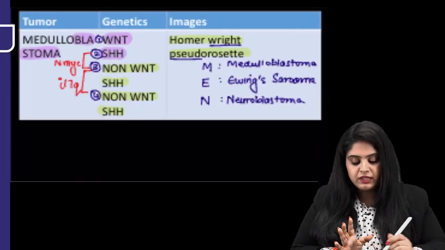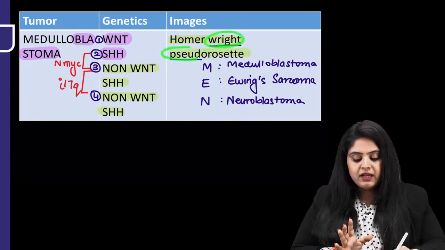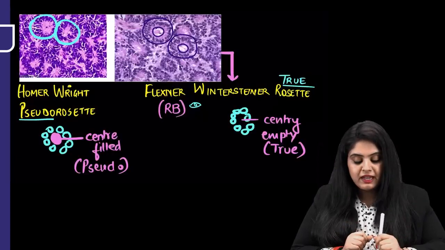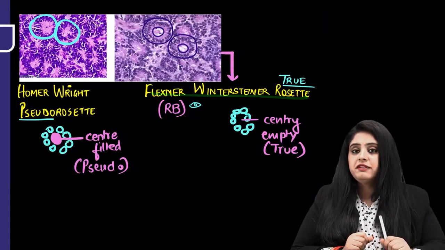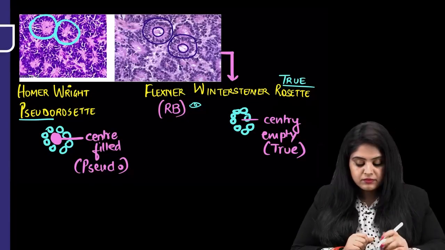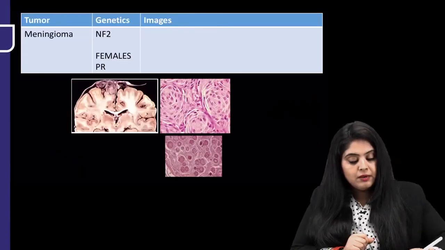Homer Wright pseudo rosette, I have told you, it is seen in men, men are pseudo. Homer Wright, men are right, men are fake. So medulloblastoma, Ewing sarcoma, neuroblastoma. And finally the true one, the flexible one, Flexner Wintersteiner rosette, that is seen in retinoblastoma. On that note, we move on to the next one, and that is meningioma.